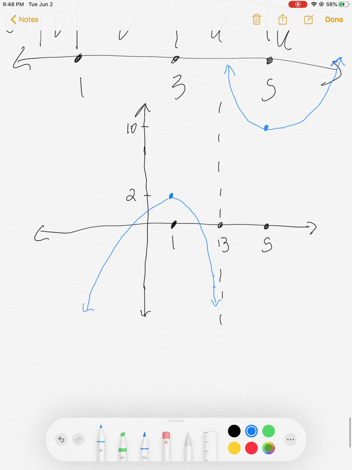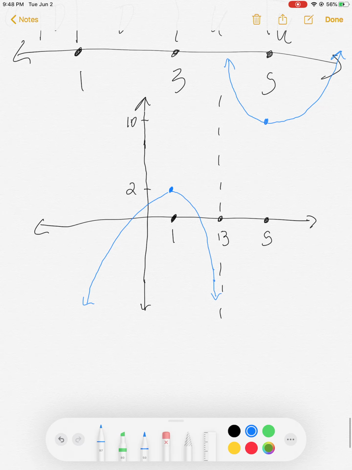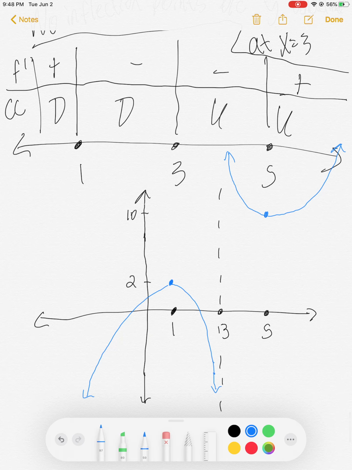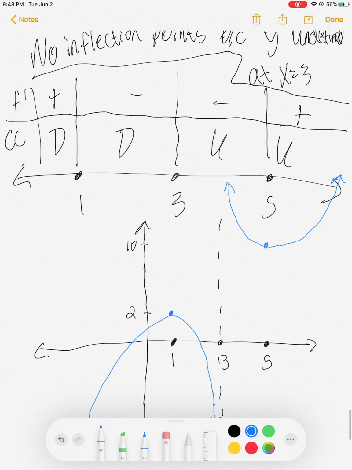And I realize I ran into my number line a little bit, but I hope that you get the idea. Okay, so that does it for this problem. This is our sketched graph. And again, I hope you can see how cool it is. We can put all these pieces of information together to graph this picture.